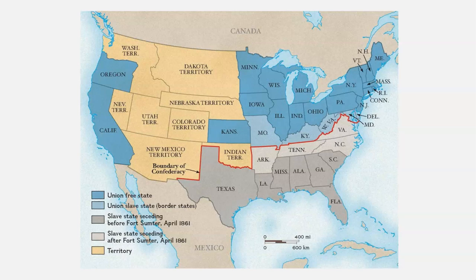So here you see a map. I like maps. Maybe you do too, which I think makes some things clear in our minds. Here you see territories. They're kind of in the beige color. You've got Oklahoma, which is labeled Indian Territory. You got New Mexico, which basically includes Arizona and New Mexico, all the way over to California. You got Nevada and Utah territory, Colorado territory, Nebraska territory, Dakota territory, and Washington territory.